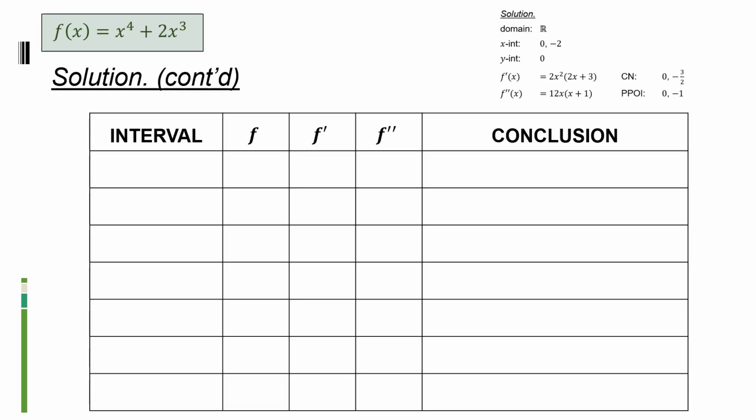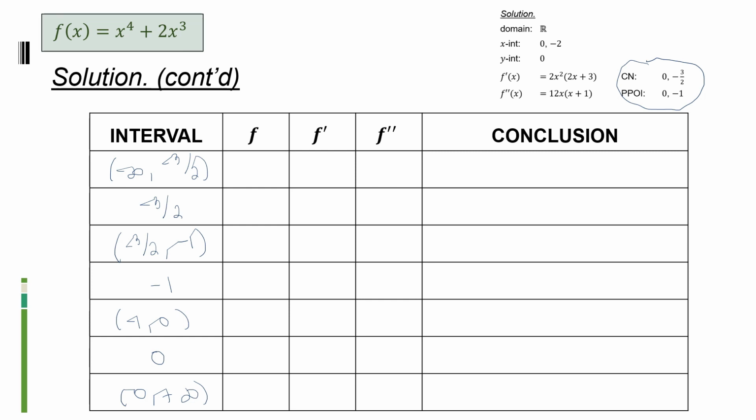With that information, meron tayong gumawa ng table of values. So again, meron tayong mga endpoints dito. So negative infinity to negative 3 over 2. Then we have the critical number negative 3 over 2. From negative 3 over 2 naman to negative 1, critical number na negative 1. Then from negative 1 to 0, critical number na 0. And then from 0 to positive infinity.